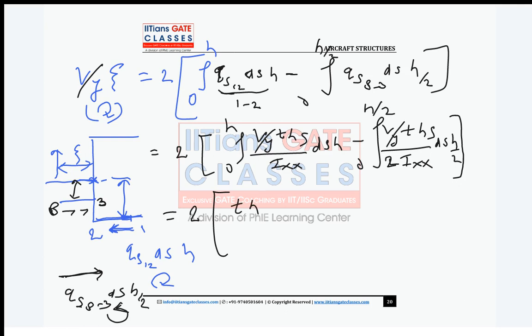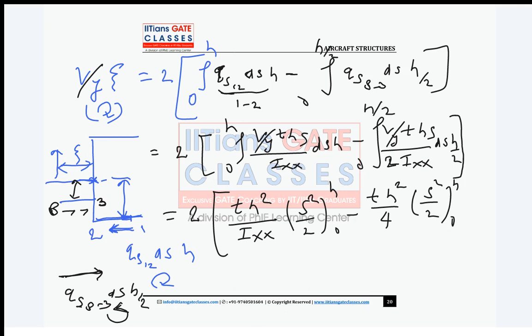Now I will take this t h square out. So it is t h square upon Ixx, then integration, it is s square by 2, 0 to h, then minus, from here what we can take out? t h square by 4, then integration, it is s square by 2, and it is 0 to h by 2. Am I correct? Is this simplification correct, guys? Then further, it is 2 out. So what you find here: t h power 4 upon 2 Ixx, minus t h power 4, then you get how much? 16. Am I correct?